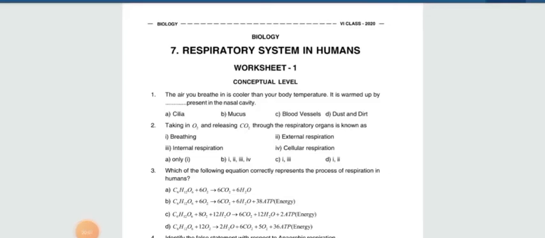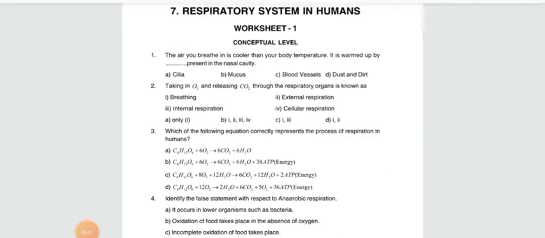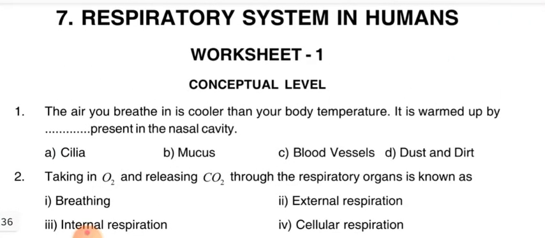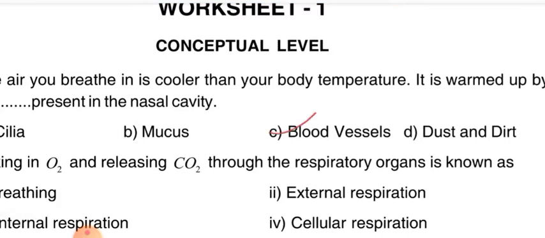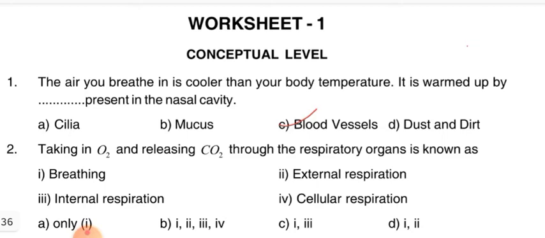So good afternoon, students. Today we'll start with the worksheets on the respiratory system in humans. Coming to worksheet number 1. The air you breathe in is cooler than your body temperature. It is warmed up by dash present in the nasal cavity. So the air is warmed up by the blood vessels present in the nasal cavity.